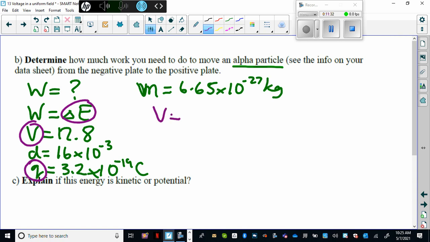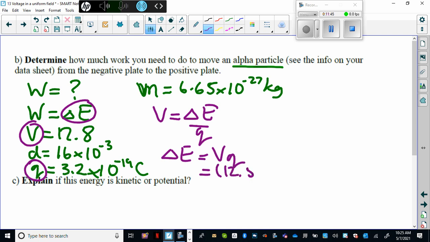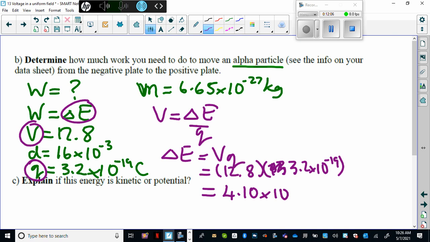The formula is voltage equals delta E over Q. We are solving for delta E. How much work do you need to do? So it's just VQ, the voltage times the charge. That should be 3.2 times 10 to the negative 19. And that's going to give you an answer of 4.10 times 10 to the negative 18 joules, because it's work or energy.